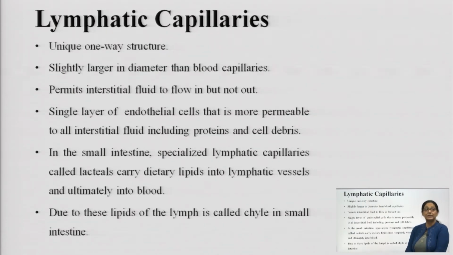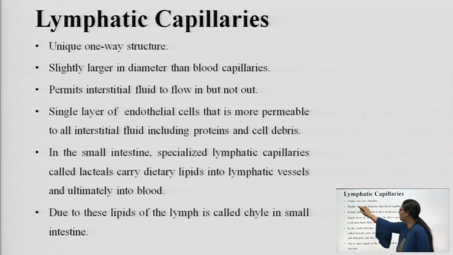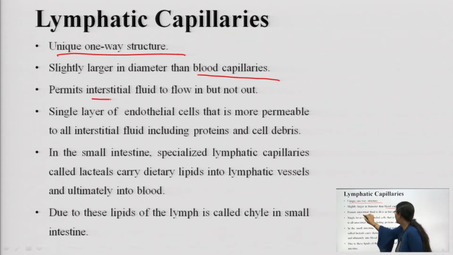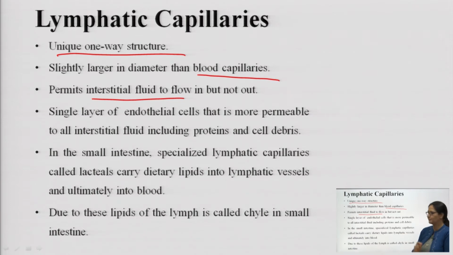Then the lymph capillaries. Lymph capillaries are unique one-way structures, slightly larger in diameter compared to blood capillaries. So this is the basic difference from the blood capillaries. They are slightly larger in diameter and permit the interstitial fluid to flow in. Interstitial fluid is the fluid present in between the tissues.